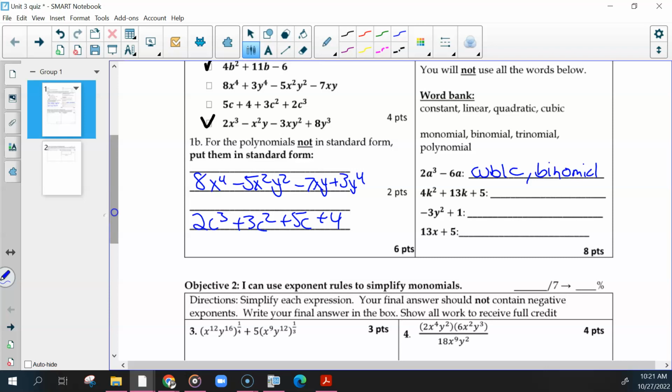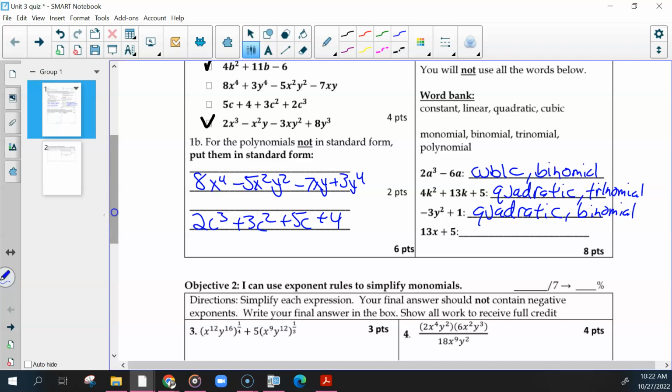Cubic because the highest exponent is 3, binomial because there's only 2 terms. This next one was a quadratic trinomial, quadratic because the highest exponent is 2 and then there are 3 terms. And then this one was another quadratic, but a binomial. Quadratic because the exponent is 2, binomial because there's only 2 terms.